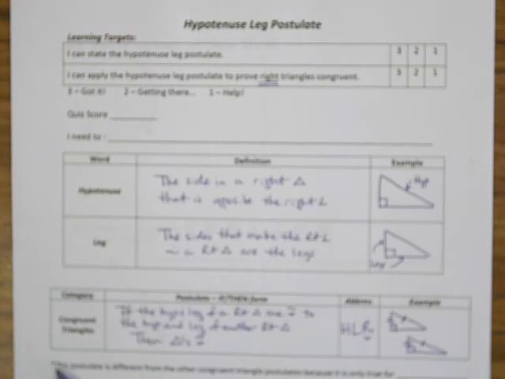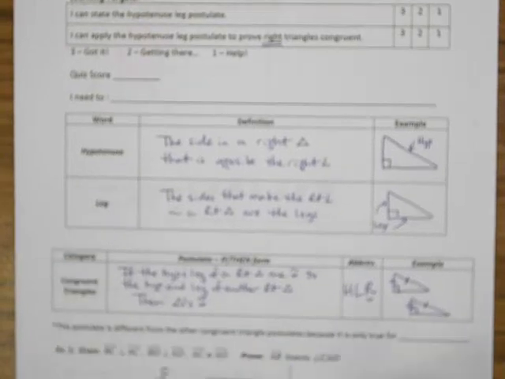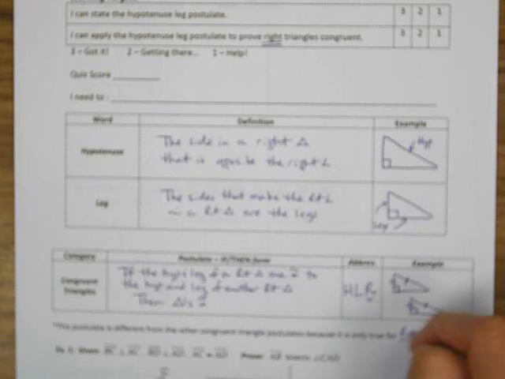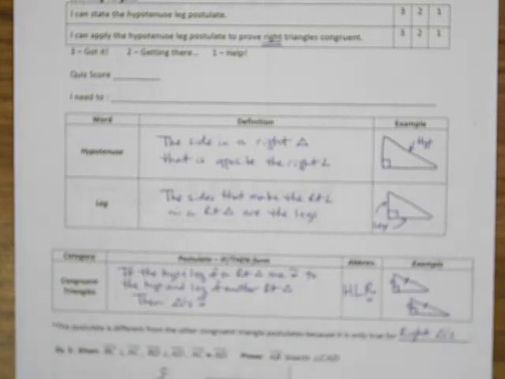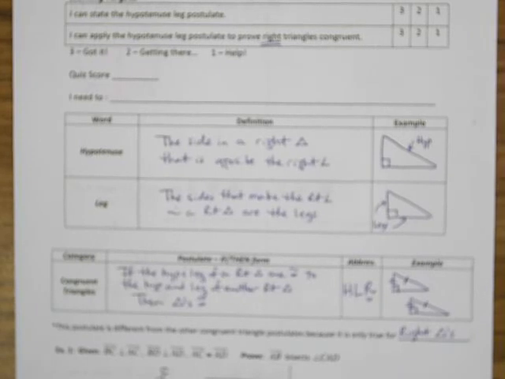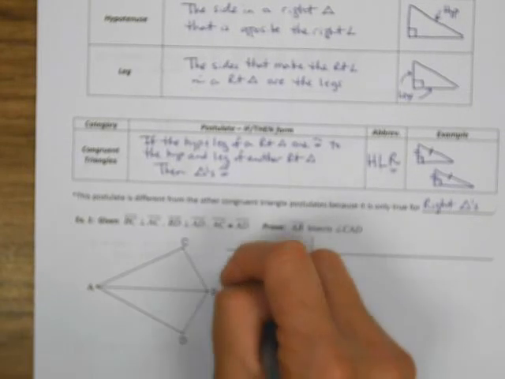Notice the little asterisk. This postulate is different from other congruent triangle postulates. We don't teach it with the others because it is only true for right triangles. Okay? It is the easiest one to forget, I will tell you that. Most students do not forget side, side, side, or angle, side, angle. But after we leave this section and you're doing other problems, it's the one that sometimes escapes people. It's easy to lose.